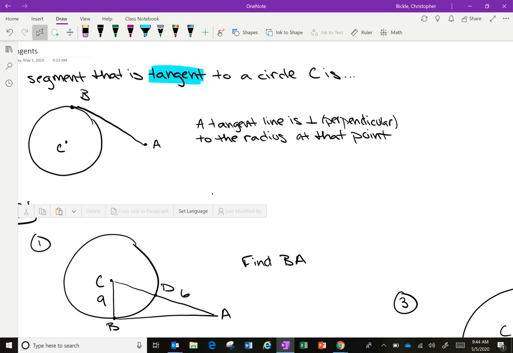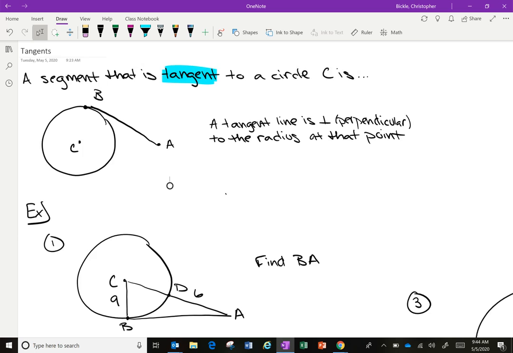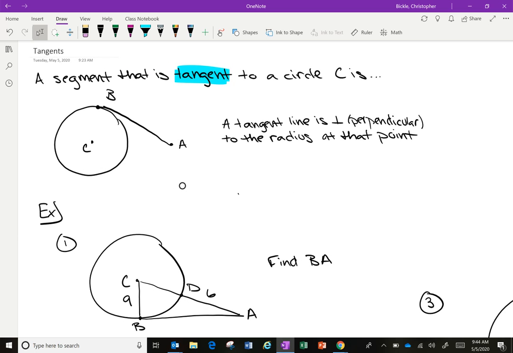If a line comes through, and this is not a tangent line, if a line was to come through here and go like that to A, that line's not going to be tangent to the circle.